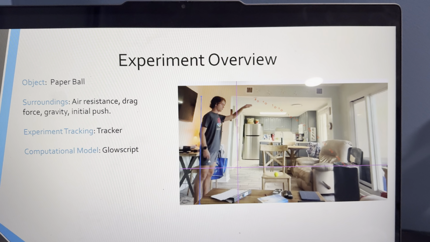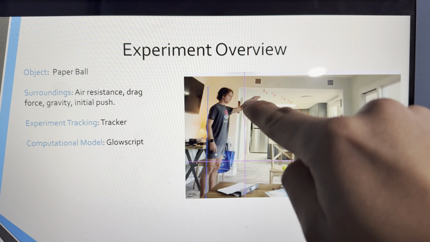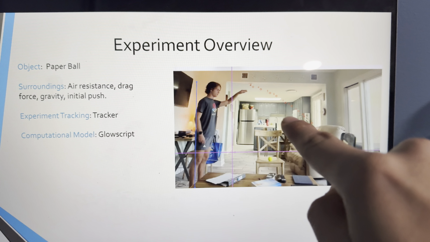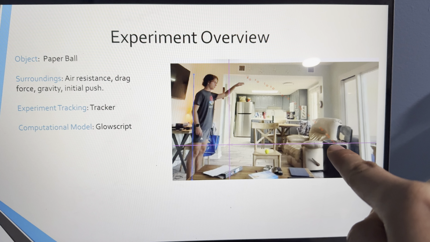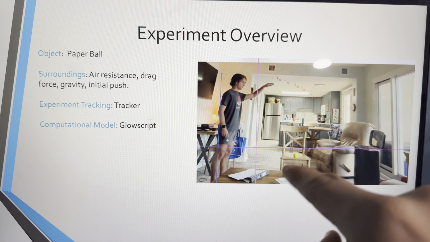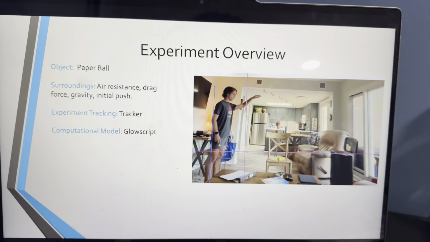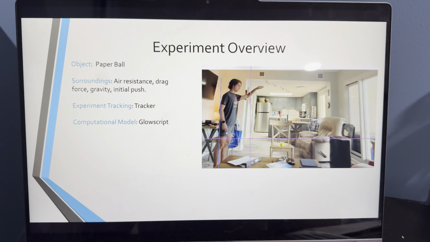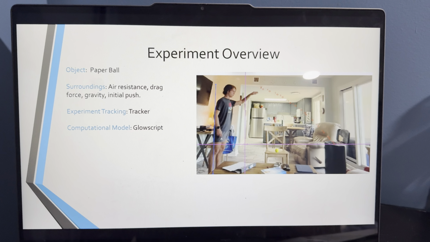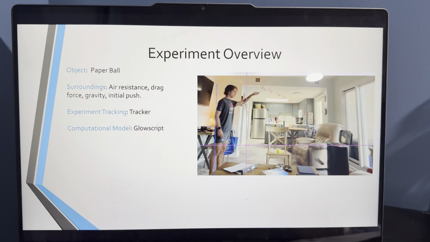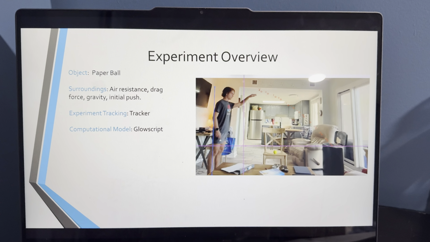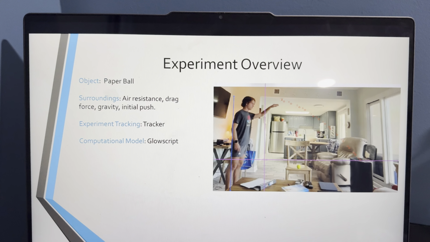Here's the experimental overview. Our ball was in his hand at about this length and was thrown in this trajectory into the trash can, and this was 0. Here was our calibration and our calibration stick. The object was a paper ball. The surroundings were air resistance, drag force, gravity, and the initial push given. The experiment tracking was Tracker, and the computational model was GlowScript.